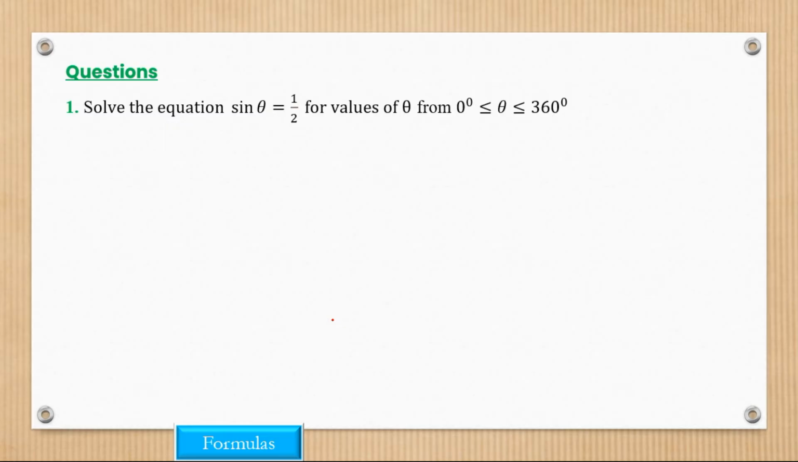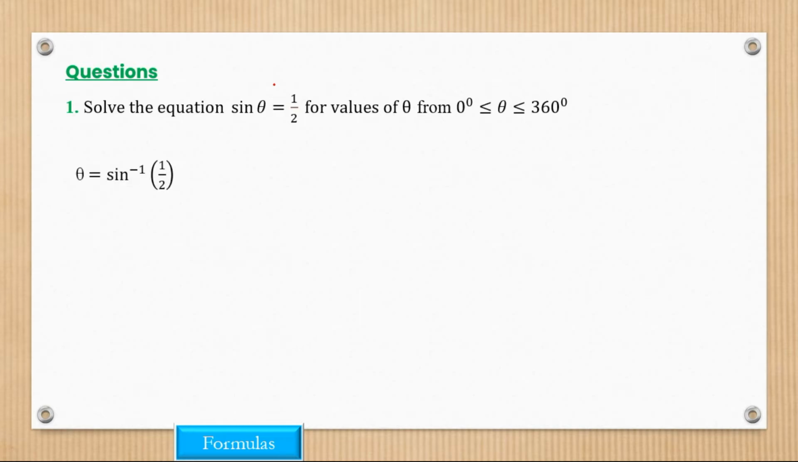Alright, so let's try some numbers. I have an example here where we're saying sine theta is equal to 1 over 2, for values of theta from 0 degrees to 360 degrees. That means in this example, we don't want negative values of theta. So we are limited to values of theta from 0 to 360, with sine theta being a half. So how do we solve this?